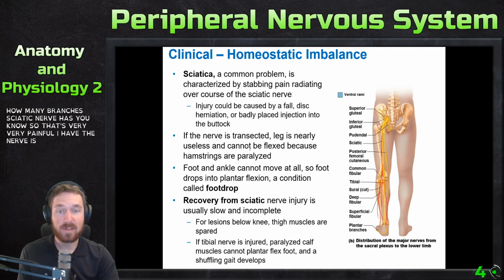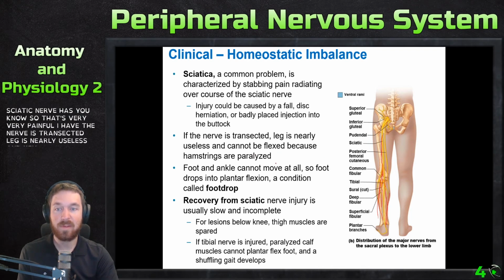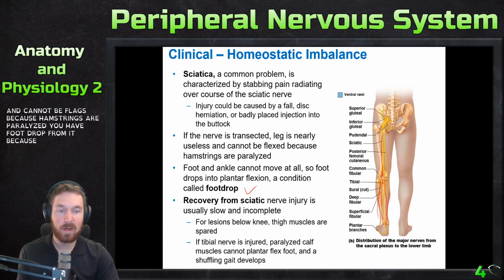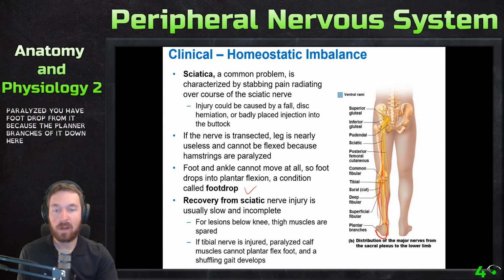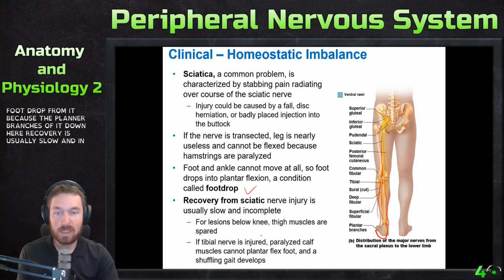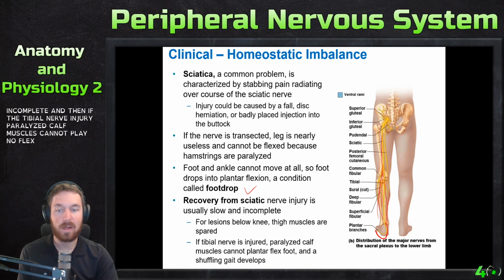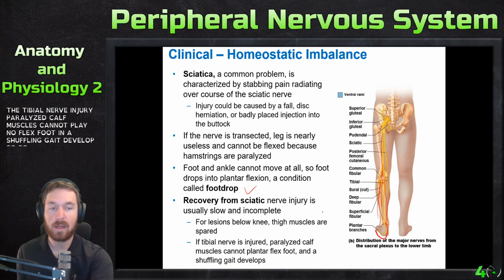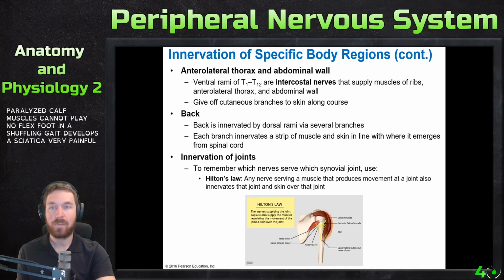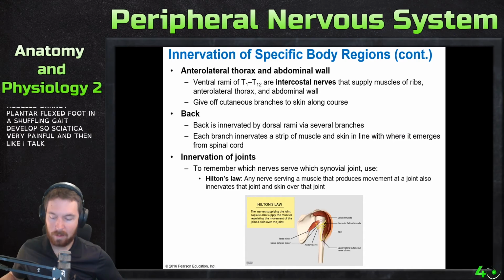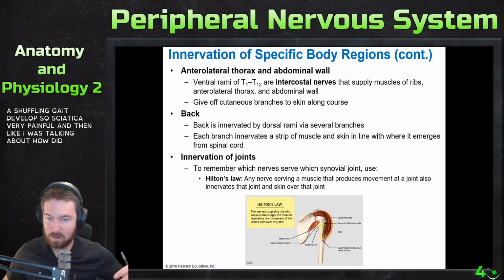If the nerve is transected, the leg is nearly useless and cannot be flexed because the hamstrings are paralyzed. You can have foot drop from it because of the plantar branches of it down here. Recovery is usually slow and incomplete. And then if the tibial nerve is injured, paralyzed calf muscles cannot plantar flex the foot and a shuffling gait develops. So sciatica is very painful.